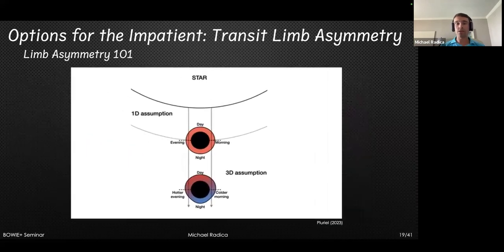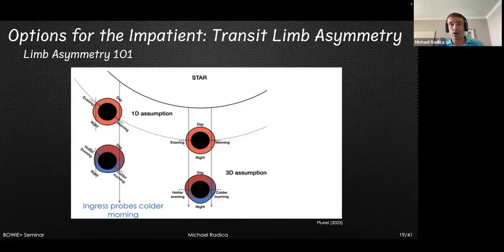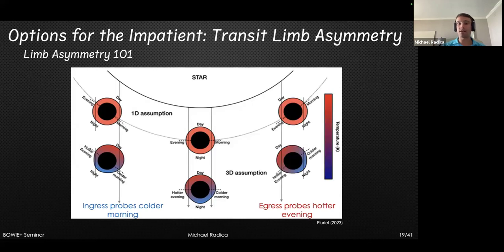Okay, well, what if we do something slightly different? What if we think about disentangling the effects of the morning and the evening? Well, here we can actually use the fact that the ingress of the transit probes primarily the colder morning hemisphere of the atmosphere, whereas the egress is now probing the hotter evening hemisphere. And so if we can find a way to isolate the contributions of the transit ingress and the transit egress, we can potentially disentangle, right, the effects of the morning and the evening hemisphere.